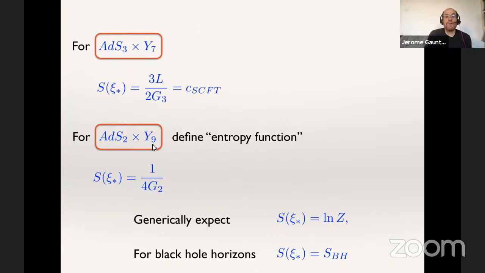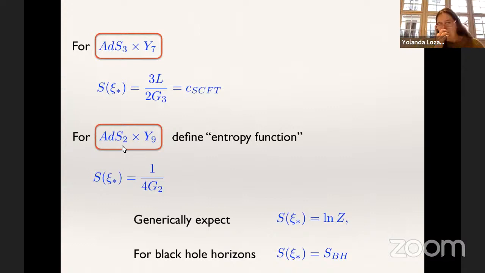For the AdS2 times Y9, remember there's no dualization, there's no extremization principle in the field theory for these quantum mechanics. So what are we finding here? Well, we're finding that the action evaluated at the extremal point is 1 over the 2-dimensional Newton constant corresponding to the AdS2. And generically, we expect that that's giving us the logarithm of the partition function for the dual quantum mechanics.